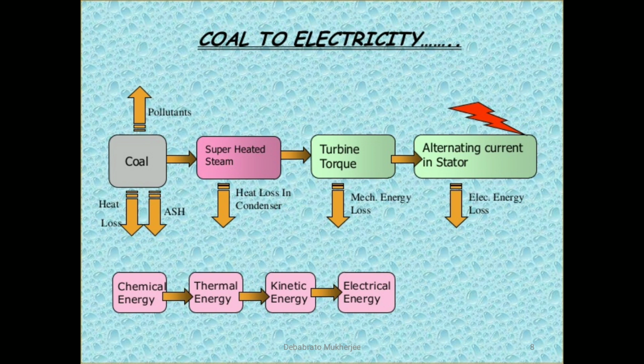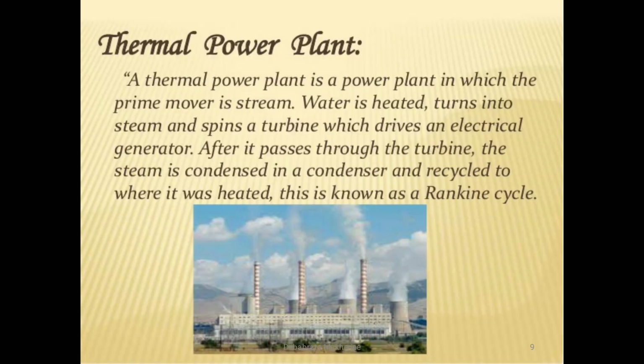Thermal energy is converted in the turbine, where kinetic or mechanical energy is produced, and the mechanical energy of the system is given to the generator. The generator converts mechanical energy to electrical energy. This is our overview of the plant.